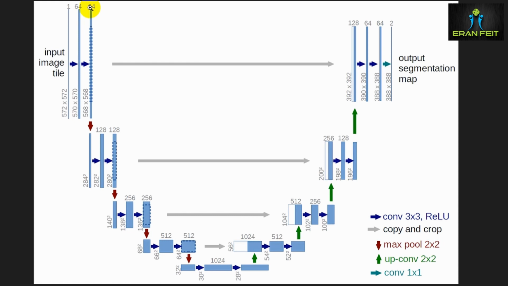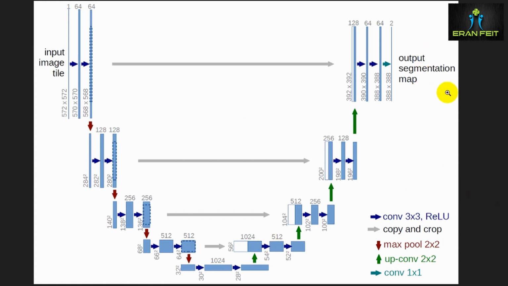The encoder follows a typical architecture of convolutional networks. As you can see, this, for example, has 64 filters, and this one has 128, and this one 256. Basically, it consists of repeated applications of two 3x3 convolutions, each followed by a rectified linear unit, a ReLU, and a 2x2 max pooling. For example, this red cross is a 2x2 max pooling operation with a stride of 2 for the downsampling.